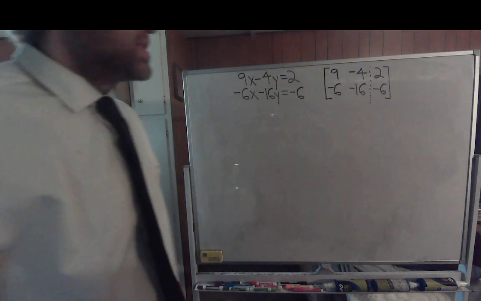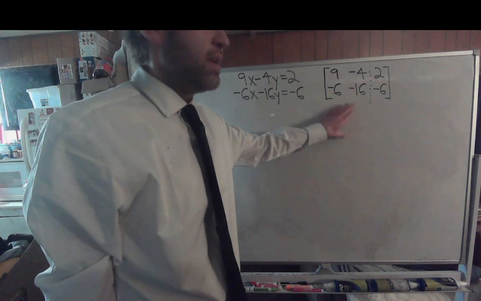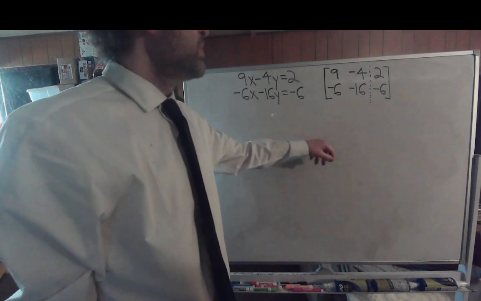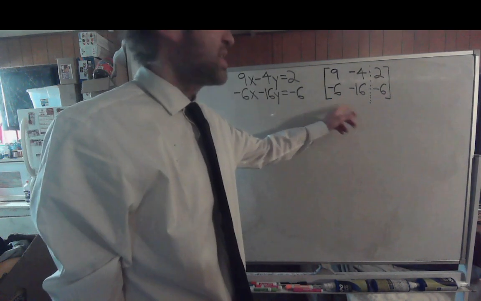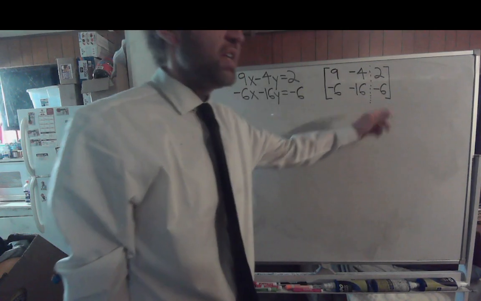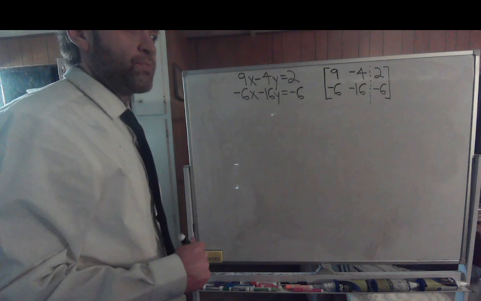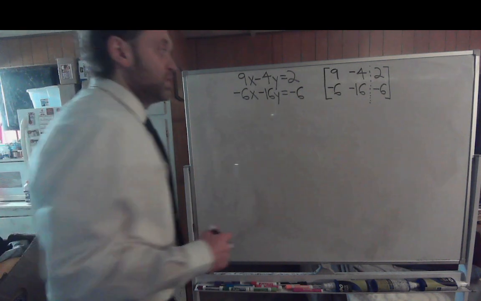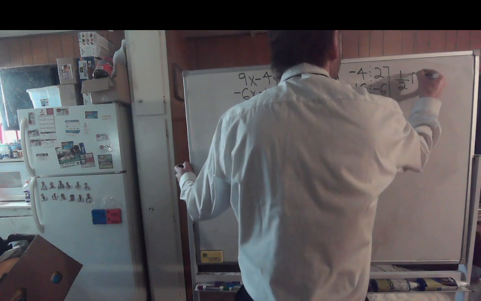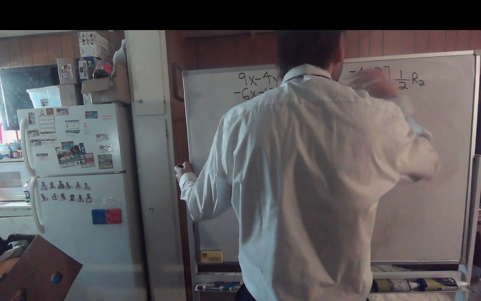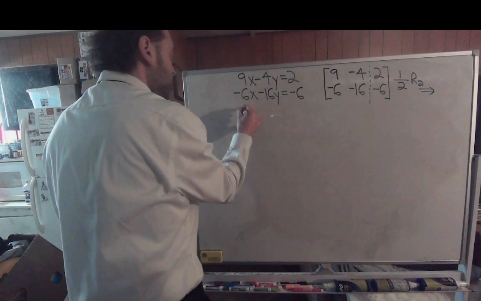Always, always reduce the terms in an equation if you can. Look at your second row. You have negative 6, negative 16, negative 6. They all definitely have a common factor of 2, right? So what if I took 1/2 of row 2? We'll just simply start there. 1/2 of row 2. And do nothing else for a moment.